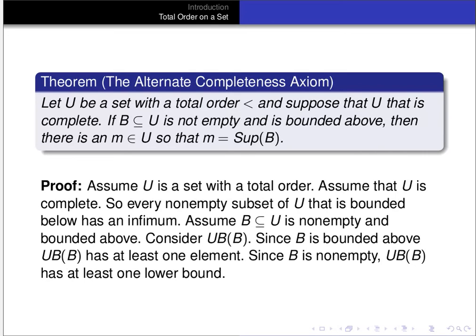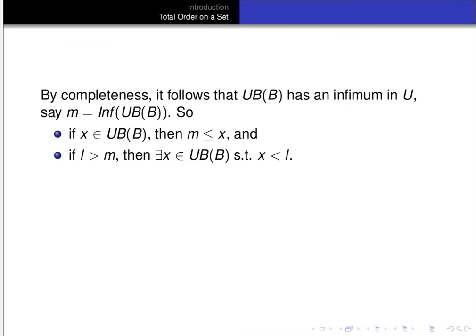And B itself is not empty. And we know anything in B is a lower bound of the set of upper bounds of B from our previous lemma. So we know that this set, the set of upper bounds of B, has at least one lower bound. Okay? So we know that the set of upper bounds of B is not empty and is bounded below. Well, what does that tell us? By completeness, it tells us that the set of upper bounds of B has an infimum.